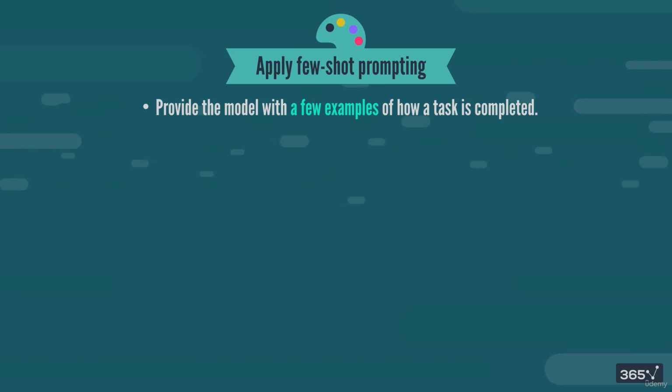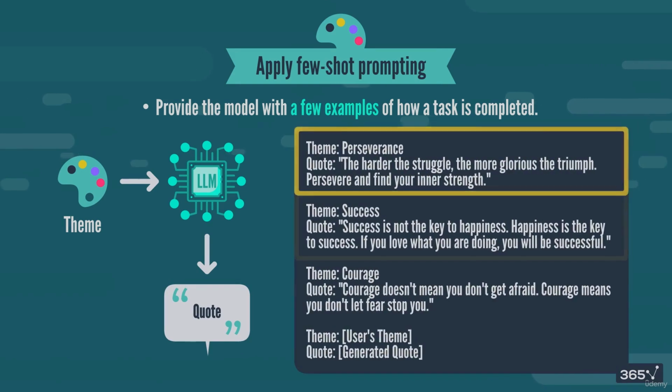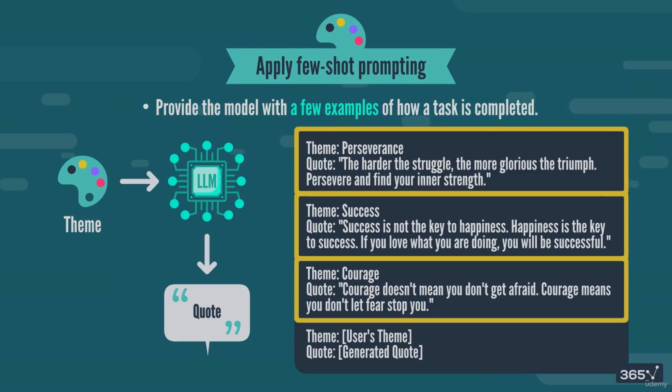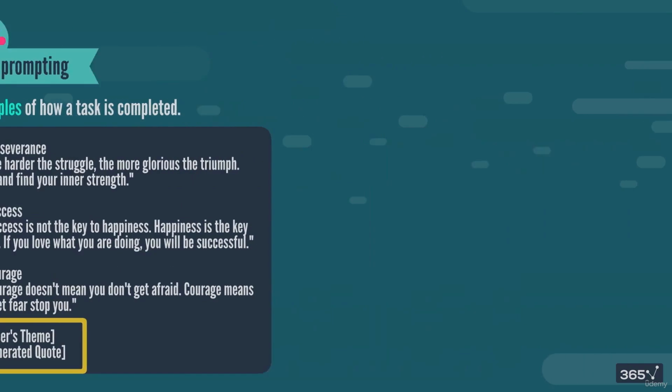Apply few-shot prompting. This step involves providing the model with a few examples of how a task is completed, allowing it to learn from these examples before attempting the task independently, a technique known as few-shot learning. For instance, let's say we need to create a program that generates a quote based on a given theme. In this case, our prompt would include 3 examples, each with a theme and a corresponding quote. The final part of the prompt leaves a blank for the model to fill in based on the user's input, allowing it to generate a new quote that matches the given theme.